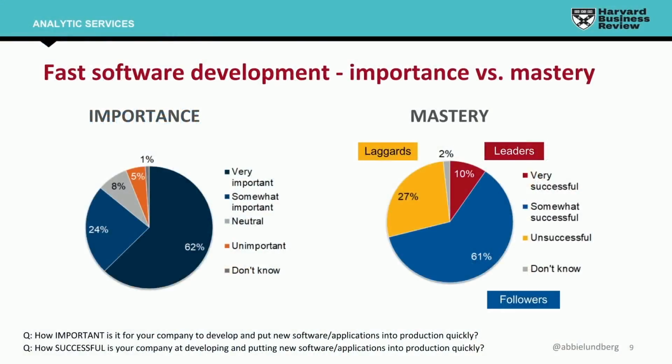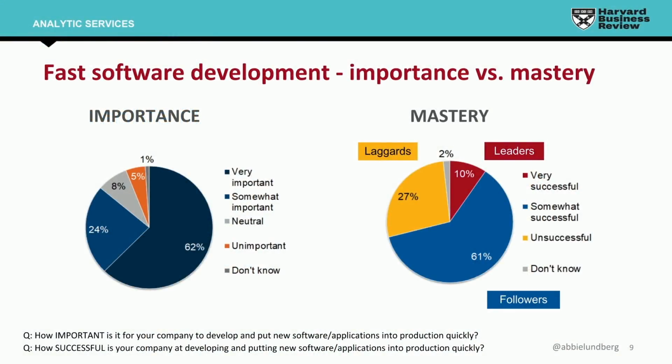We surveyed over 650 business leaders around the world, from companies ranging from manufacturing companies, shipping companies, banks, insurance companies, you name it. So the big finding was that the vast majority believe that the ability to get software developed and out into production quickly is really important to their business's success. So 86% said it was important.